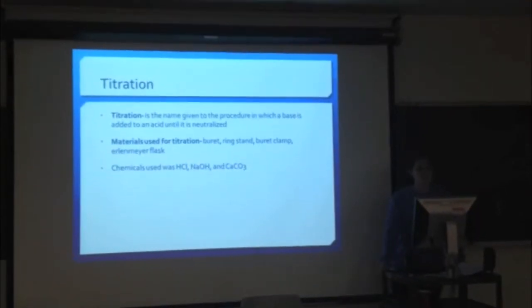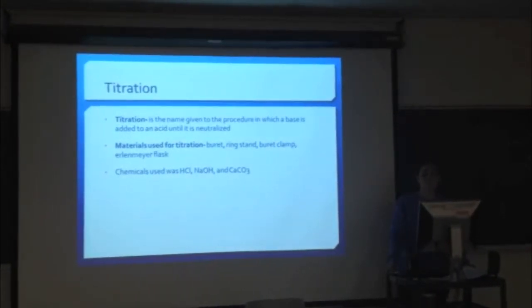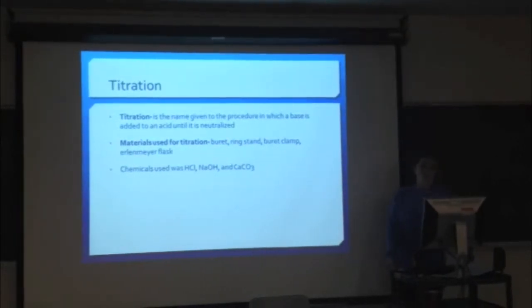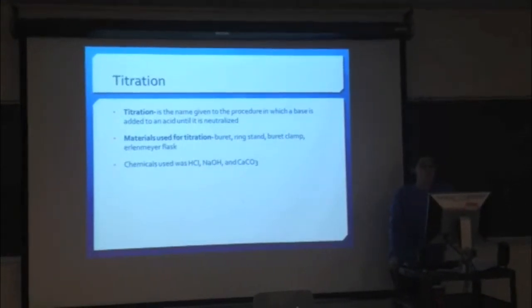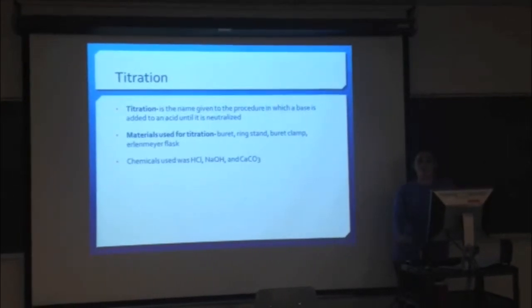The titration is the name given for the procedure in which a base is added to an acid until it is neutralized. The materials we use for this lab are the burette, the ring stand, the burette clamp, and the Erlenmeyer flask. The chemicals that we use were HCl, NaOH, and calcium carbonate.